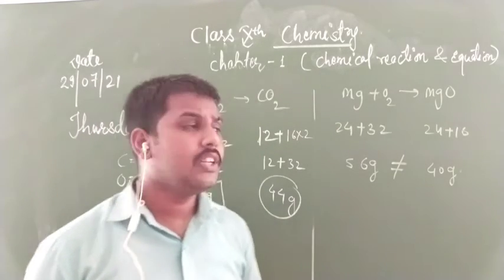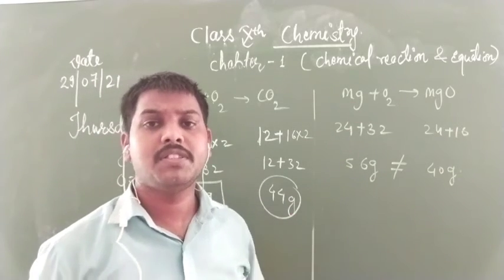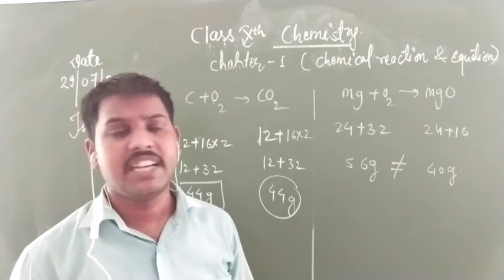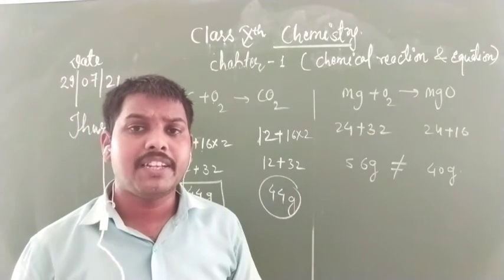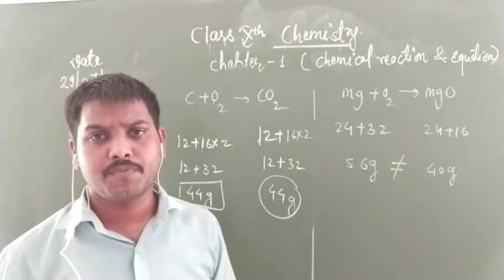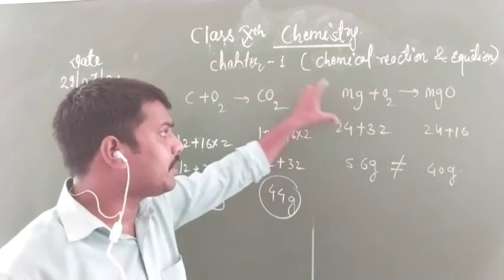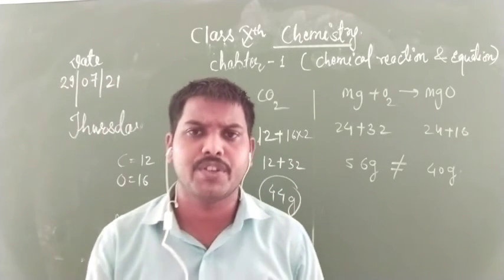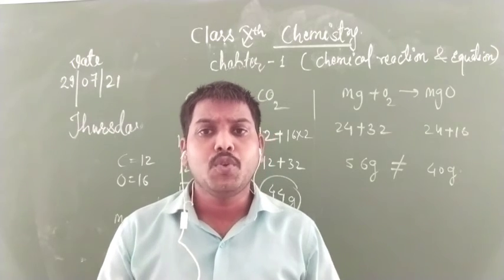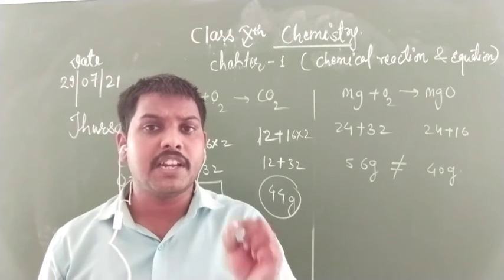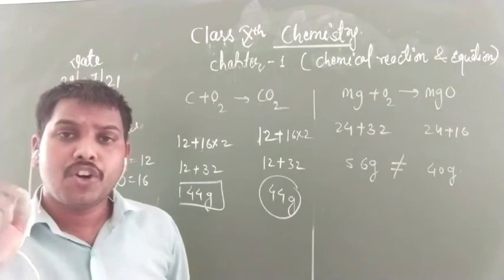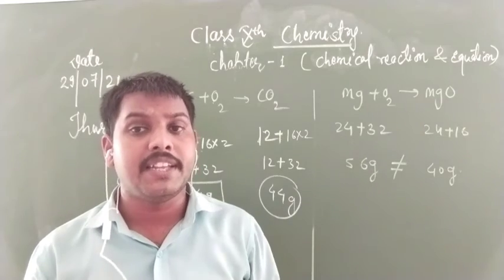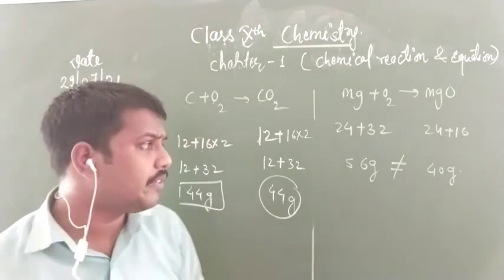Now it is clear everyone, this is an unbalanced chemical equation, meaning an equation which does not follow the law of conservation of mass. This is called an unbalanced or skeletal equation. So in order to follow the law of conservation of mass, we need to balance the chemical equation. Once again I repeat, in order to follow the law of conservation of mass, it must be balanced. Now is it clear everyone?